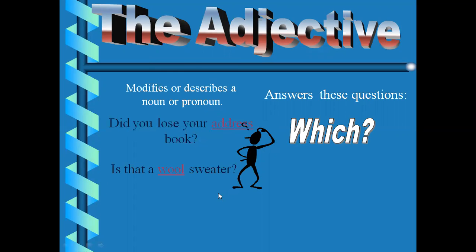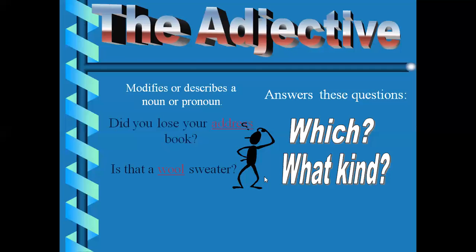Number two, is that a wool sweater? The word wool here also answers the question what kind. So adjectives can answer the question words which, what kind. They can also answer the color or the numbers.